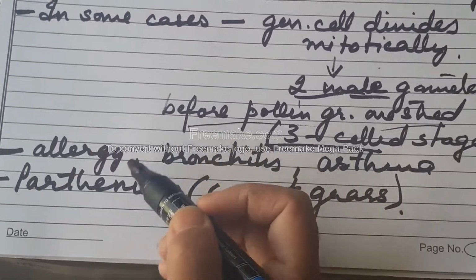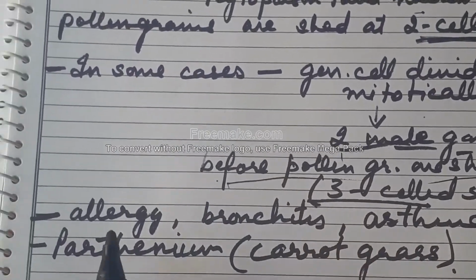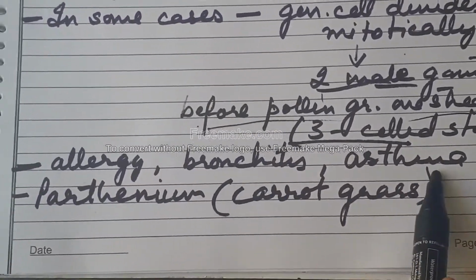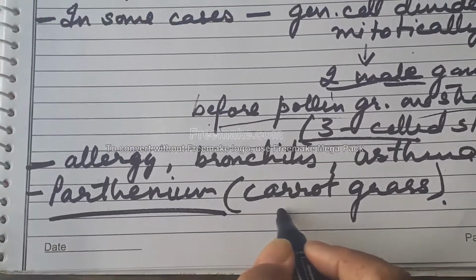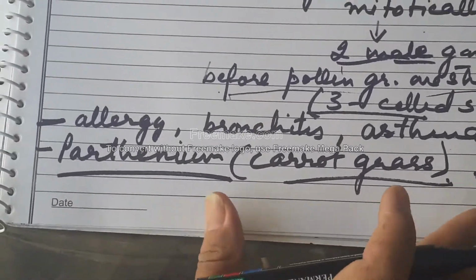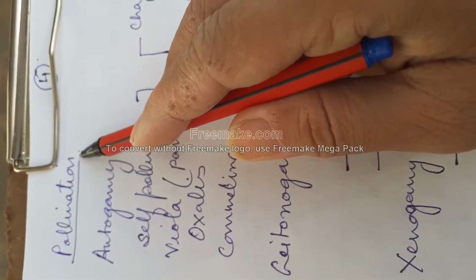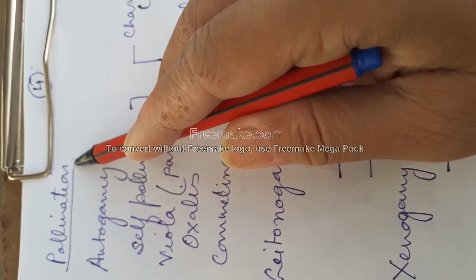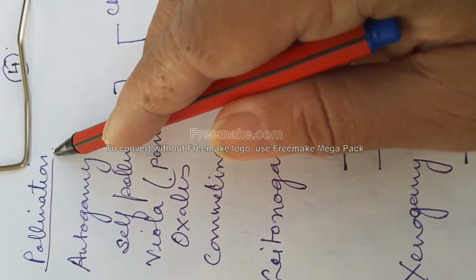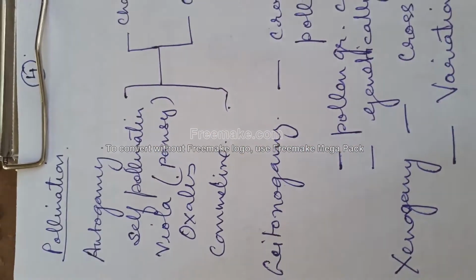Pollen can be stored for years in liquid nitrogen. They are also the cause of allergy, bronchitis, and asthma. Parthenium, which is also called carrot grass, is also responsible for allergies. You know that pollination is the transfer of pollen grains from the anther to the stigma.